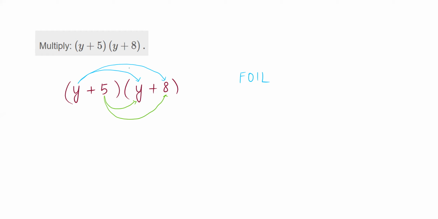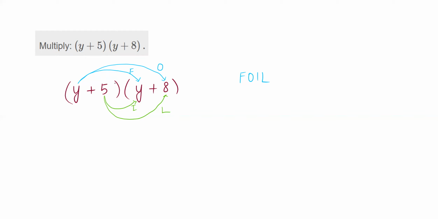So first and first is F. Outer and outer, y and the 8 are outers, so that's the O. Inner and inner is your I. Last and last is your L, 5 and 8. So that's how you get the FOIL. So trace each arch and write the expression.